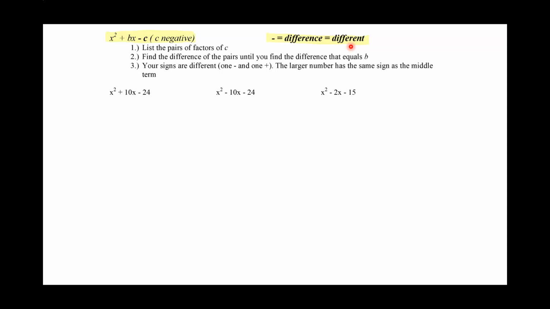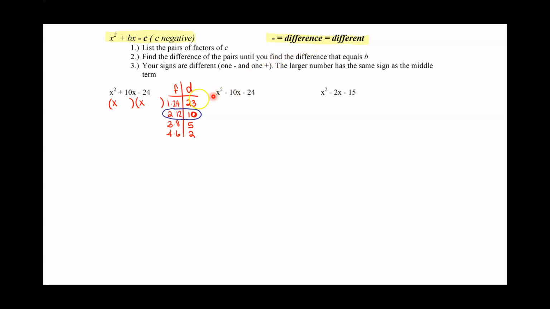So we're going to start the same way. You'll notice that this looks very similar to the problem we were just doing. It's just that we have a negative sign here instead of a positive sign here with our constant. So we would start the same way. We would find all the factors of 24. So here are those same factors that we had just a second ago. Only this time we're going to find the difference of those factors.